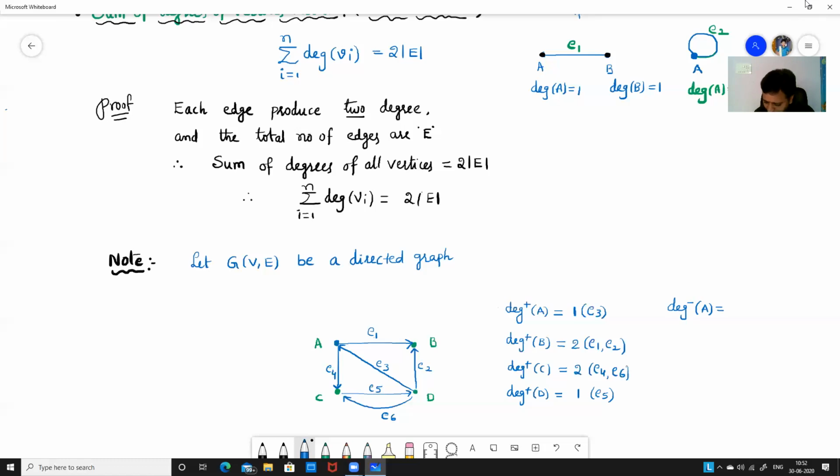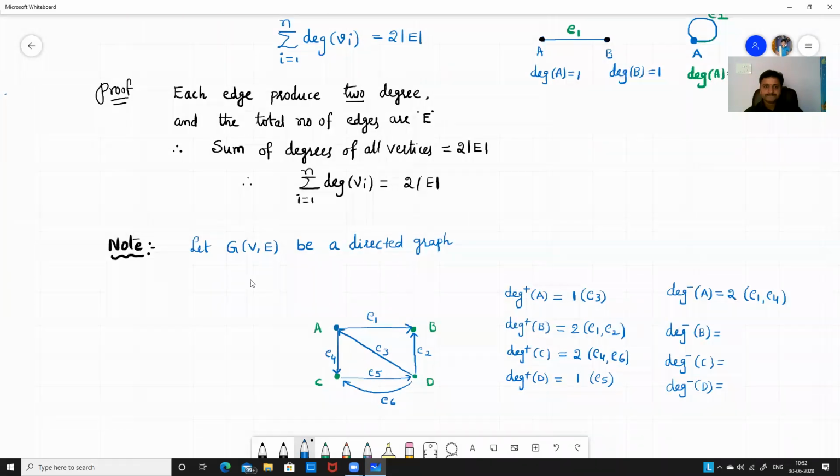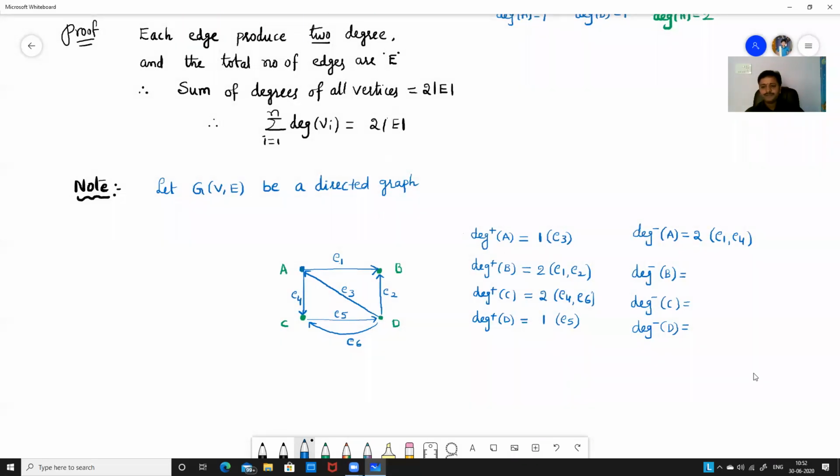Out degree of A: how many edges are incident from that vertex? That is two edges. Who are they? E1 comma E4, right? And similarly, out degree of B. We want to compute out degree of B, and also out degree of C and out degree of D. Can you try now: what is out degree of B?